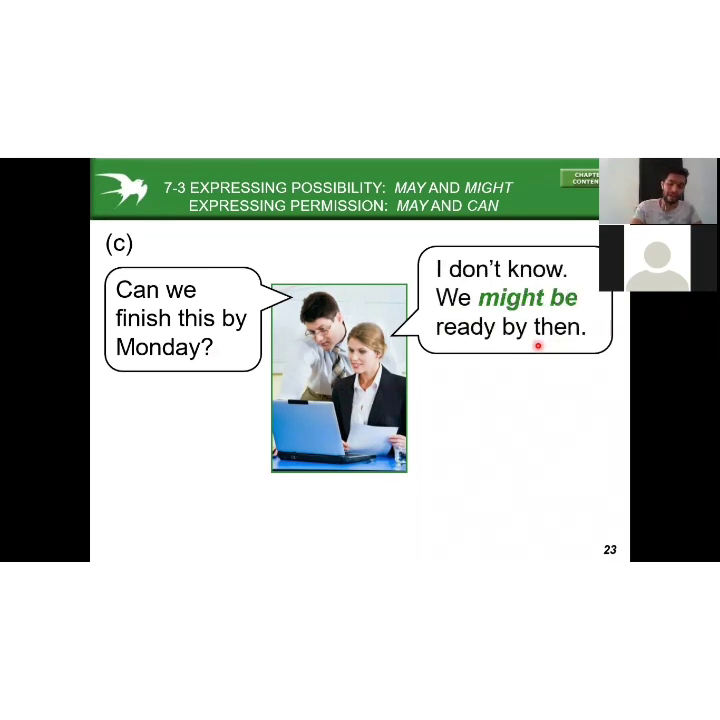But if we have this might, all right? I don't know, we might be ready by then. What does it mean? It means probably that they are not working very hard on this. Maybe the project is so difficult to complete and Monday is so close. So there is a small possibility that they finish on Monday, but to be honest, maybe it's not Monday, right? Perhaps it's another day. So this is what may and might express right here, a possibility. One stronger than the other.